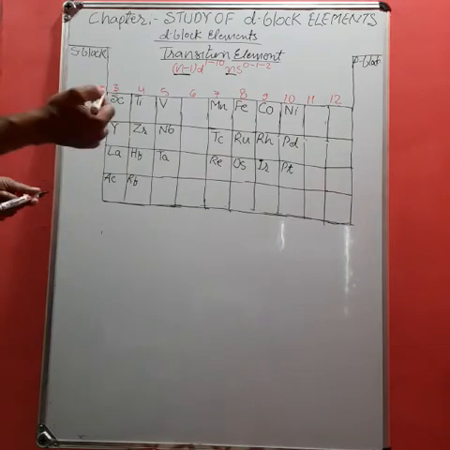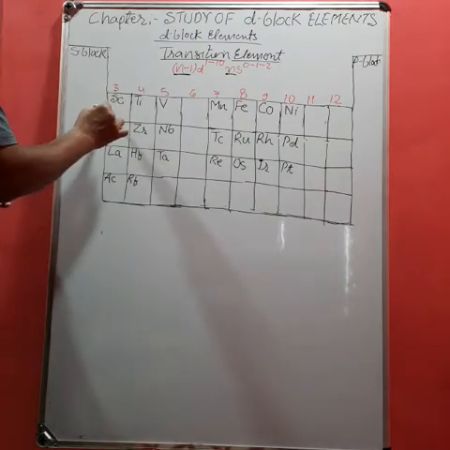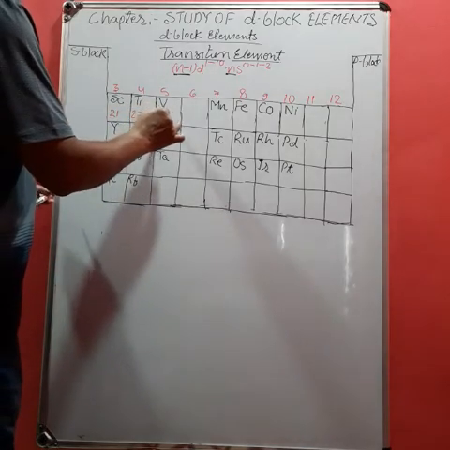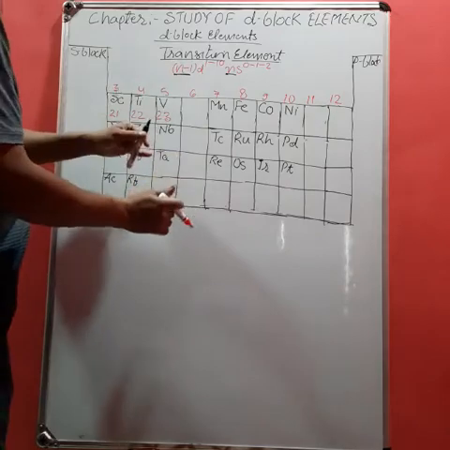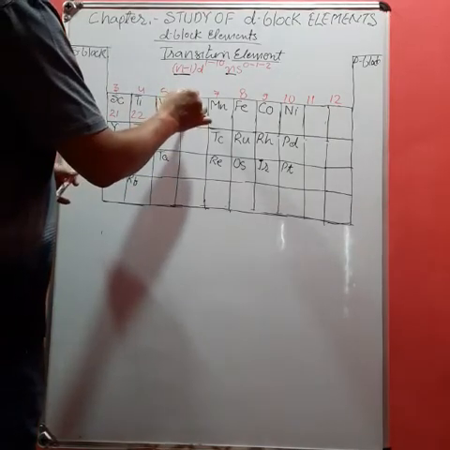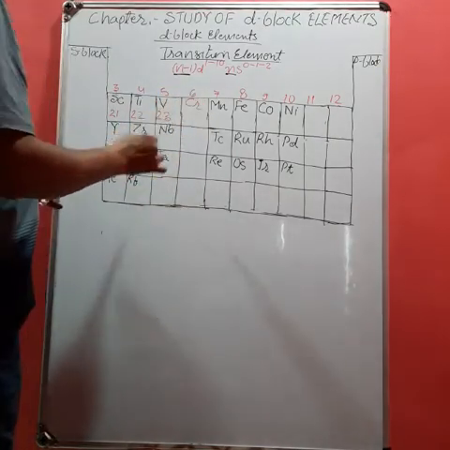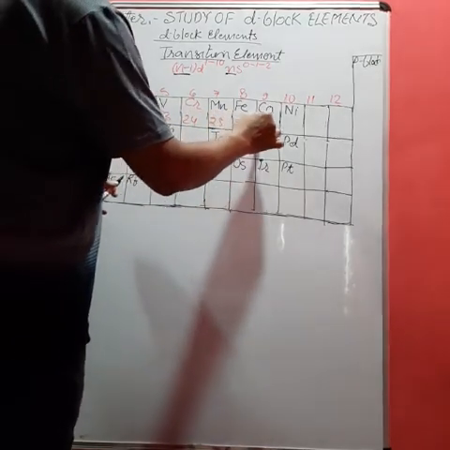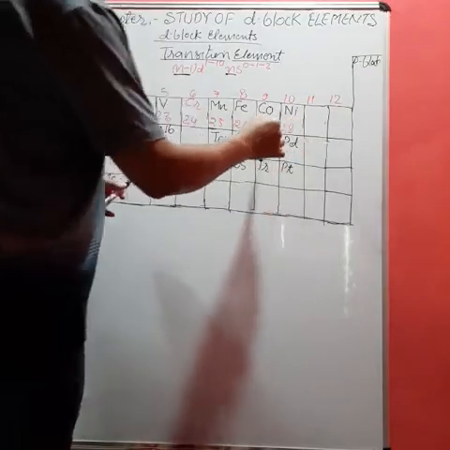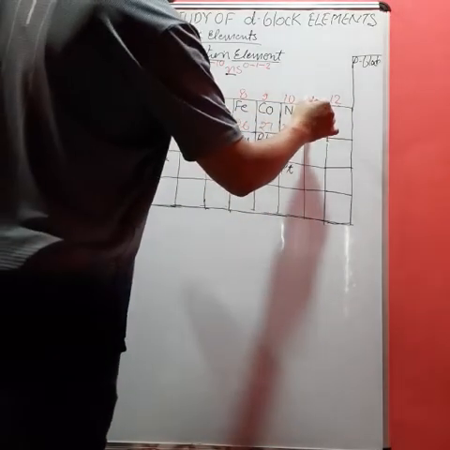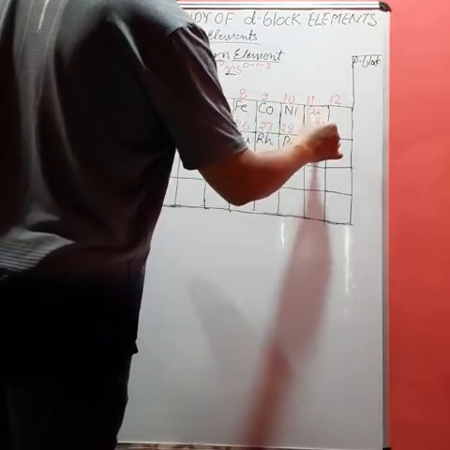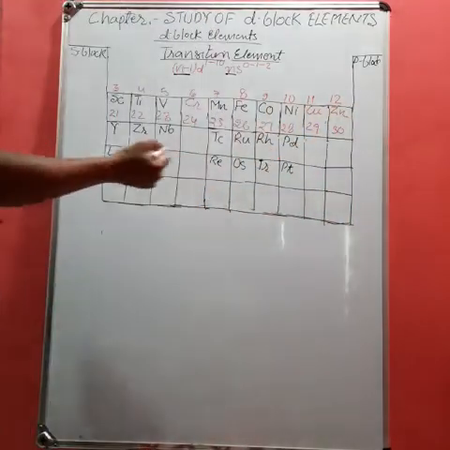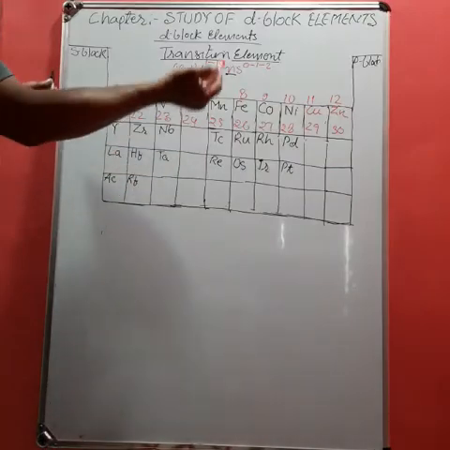If we start writing the names of the elements: scandium, atomic number 21, titanium 22, vanadium 23. And the place is left because it has a specific element, chromium, atomic number 24, then 25, 26, 27, 28. Again the place is left. This is for copper, 29, and then zinc, 30.